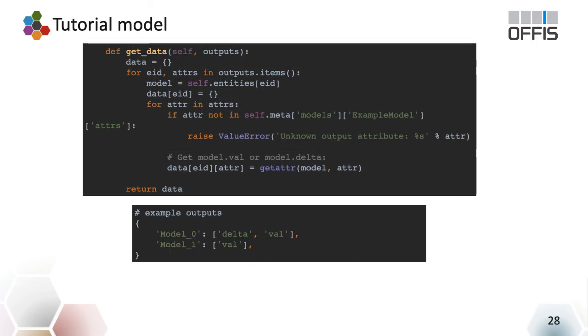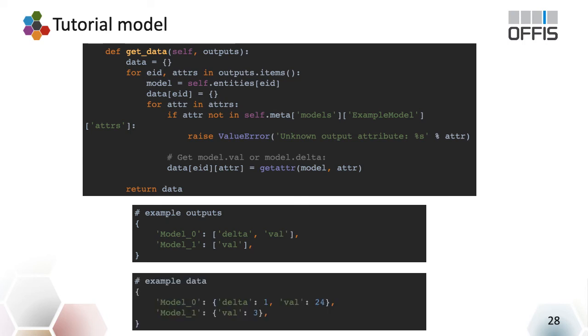And then the next function is the get data to get the results back to Mosaik. So here we have the outputs dictionary, which lets us know which data should be provided to Mosaik. So here we see that Mosaik wants the data from model 0 for the attributes delta and value, and from model 1 just the value attribute. So here again we have a for loop to go through all the entries in the dictionary. We check if the attributes which are requested are really available, and then we set the values of the attributes to this data dictionary and return the data dictionary back to Mosaik.